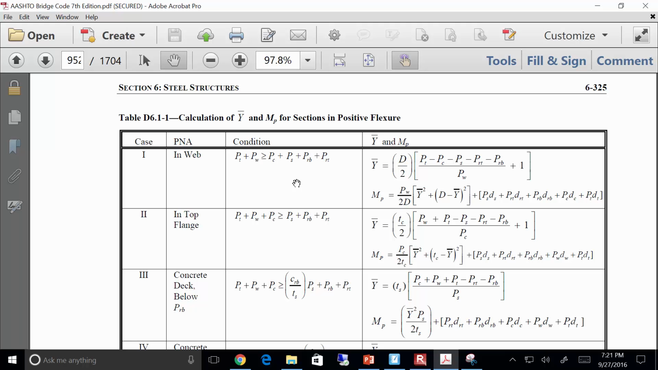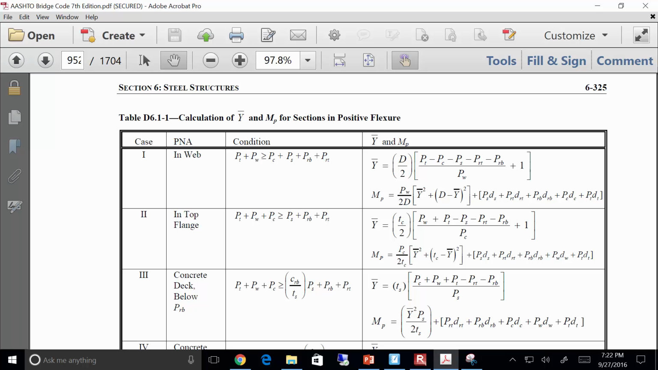If that were to be the case, this Y bar, that's the plastic neutral axis. I would calculate Y bar, plug and chug, calculate Mp, plug and chug. If this condition is not met, go to case 2, plug and chug. If not, so on and so forth. Sound good? It's a really nice spreadsheetable plug and chug set of calculations.